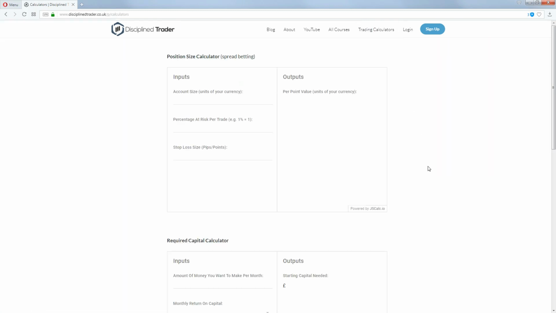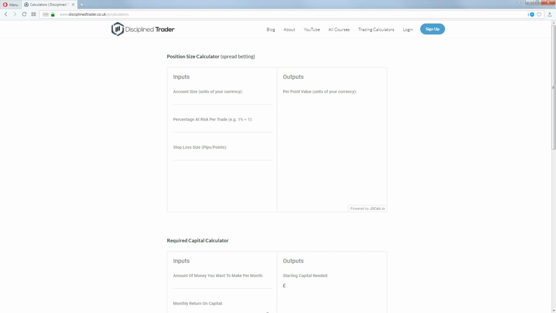Once you have found the calculator, it asks for three pieces of information under the Inputs section. The current size of your trading account, regardless of the currency you are trading. The percentage of the account you want to risk on the next trade. You don't have to enter a percentage sign or anything, literally just write the number to represent the percentage you want to risk. And finally, the size of the stop loss for the trade in points or pips.